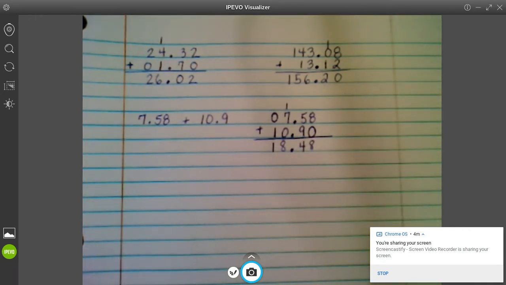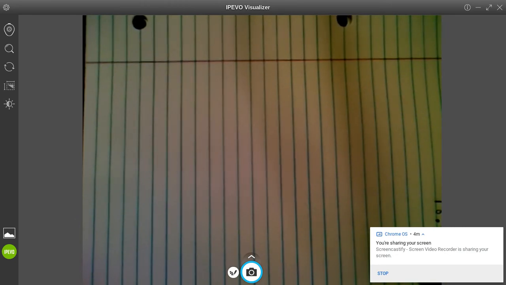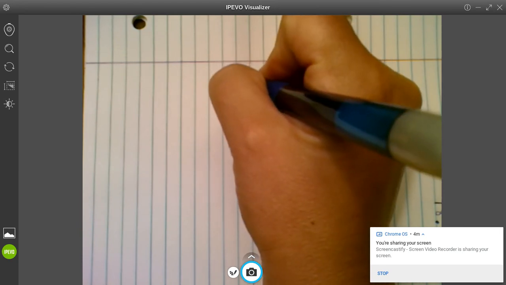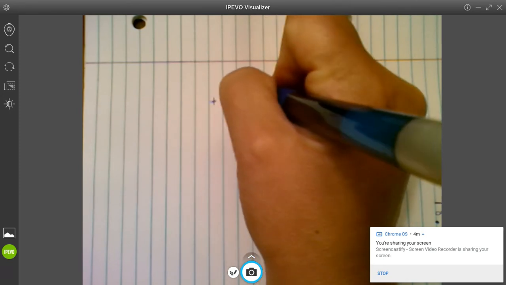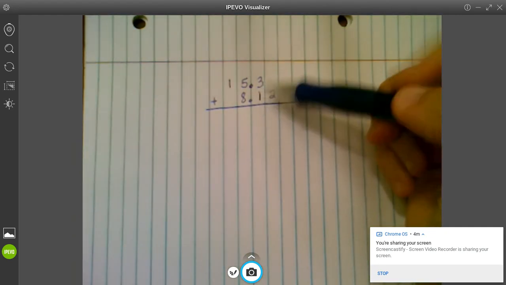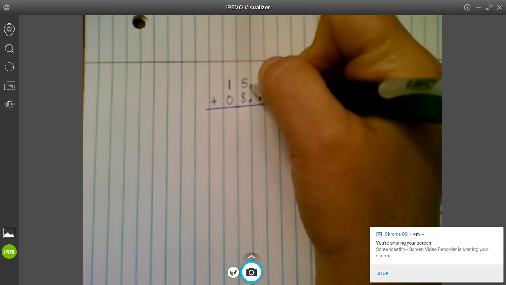One thing that you might want to try if you're having a hard time lining your decimal points and your numbers up, a little trick that you can use is you can turn your paper sideways. And so now when I add my problems, these become columns for my numbers to be in. So if I have 15 and 3 tenths plus 8 and 12 hundredths. So you can keep your tenths in this column, your hundredths in this column, ones in this column, and tens in this column.